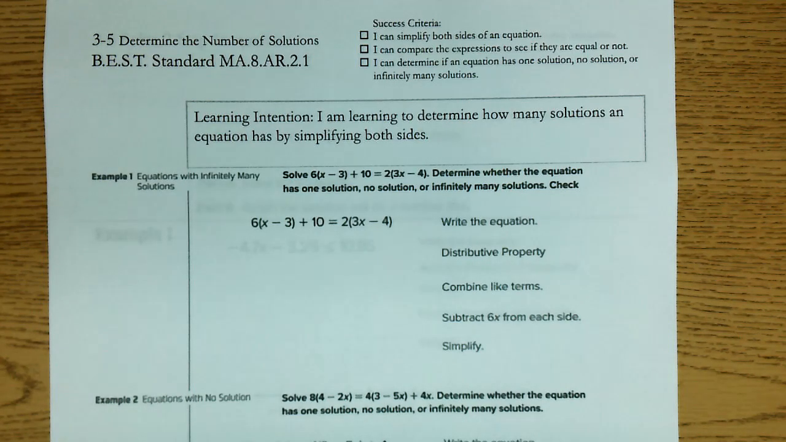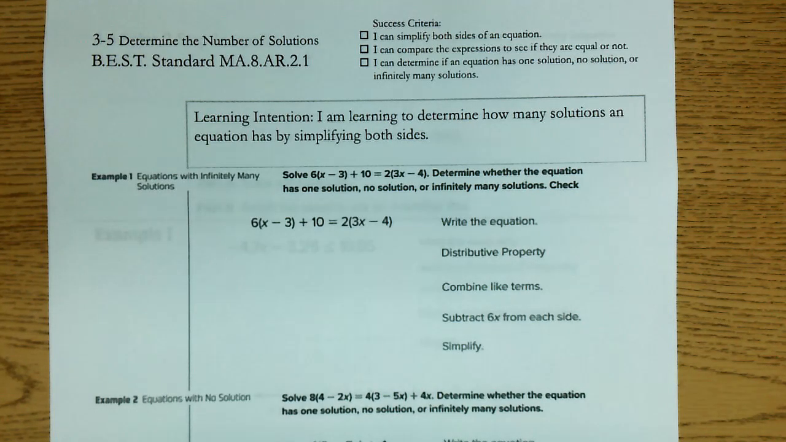Alright everybody, today we are starting 3-5, which is determining the number of solutions that an equation has. And there's going to be three answers. It doesn't matter what the actual numbers are when you solve, we just want to know three different things. Is there one solution? Is there no solution? Or is there an infinite number of solutions? So there's only going to be two examples today, and we'll go through the little chart at the bottom. But that's all this is.